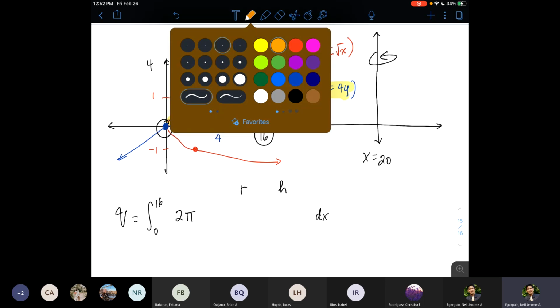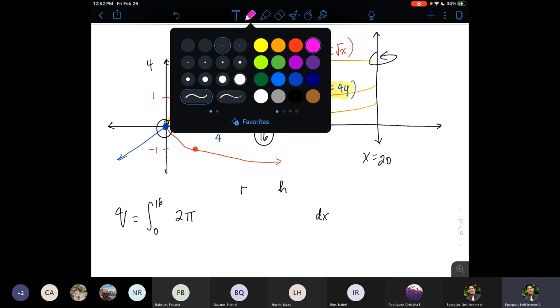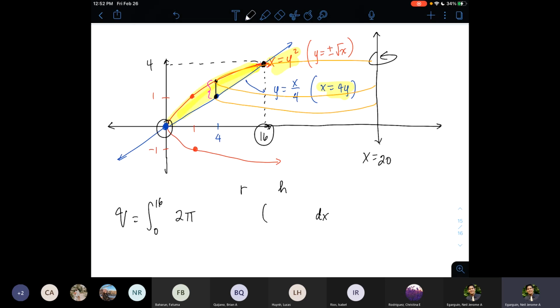So a typical cylinder will look like this. It's a very fat but short cylinder. So that's half of the cylinder. And then I'll start with the height. I guess that's easier because the height will just be how long is our vertical strip, right? That's the height of the cylinder. It's top minus bottom. So top minus bottom will give us what? Top is the parabola, so that's positive root x, minus the bottom, which is y equals x over 4. So that's the height of the cylinder.